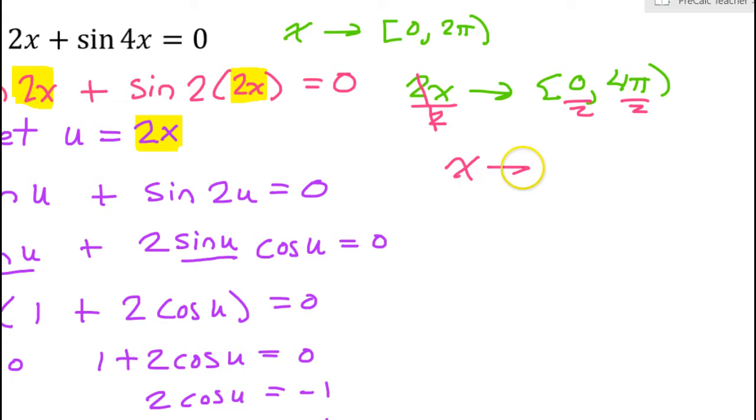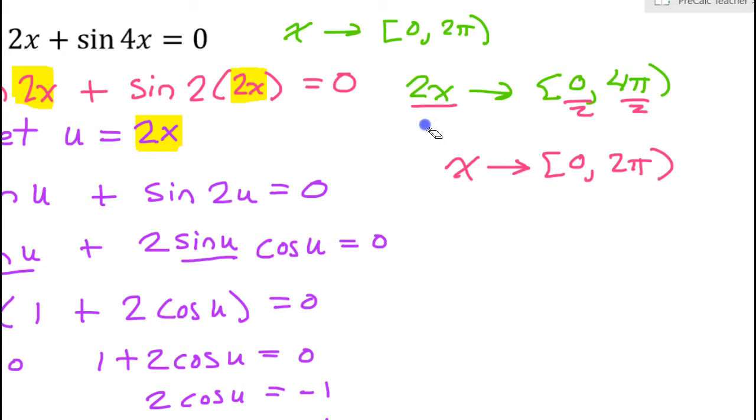And when I divide everything by 2, I'm going to get 0 and 2 pi again. So whatever I get, I'm going to wind up splitting it in half. So I need my interval to be twice as big so that when I divide everything by 2, it'll be back to the right interval again.